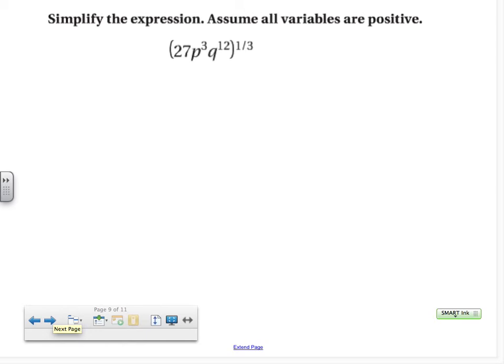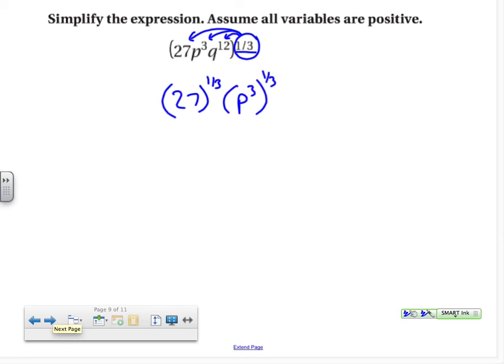Try this one. We have a multiplication problem raised to an exponent. So take that exponent and apply it through. So we got 27 to the 1/3, p cubed to the 1/3, and q to the 12th to the 1/3. Now we need to simplify each piece. 27 to the 1/3, that's the same thing as the cube root of 27, which is 3.